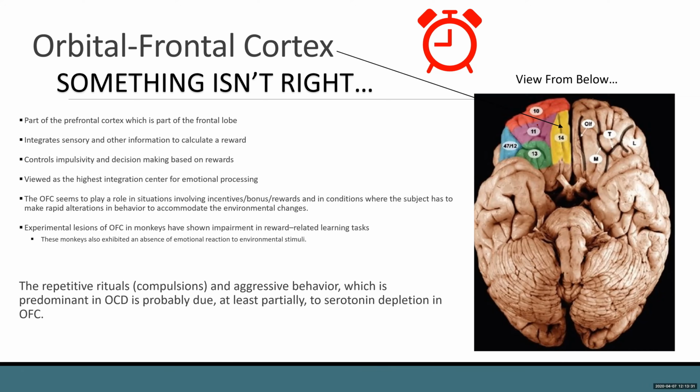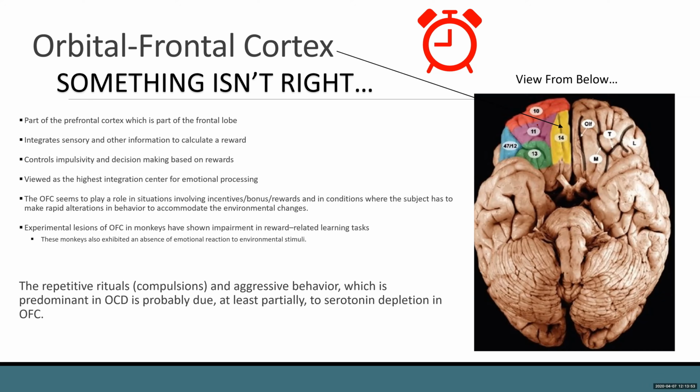What we know, or what we think, is that the repetitive rituals, those compulsions that occur commonly in OCD and other related disorders, as well as the obsessions and aggressive behaviors, are predominantly due, at least in part, to serotonin deficits in this area of the brain.